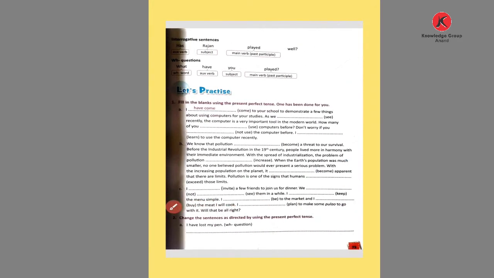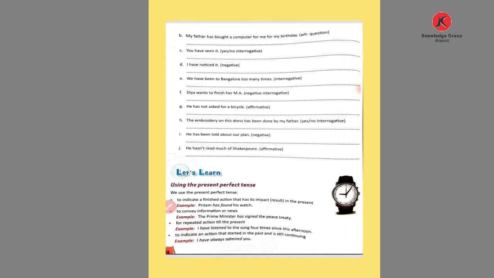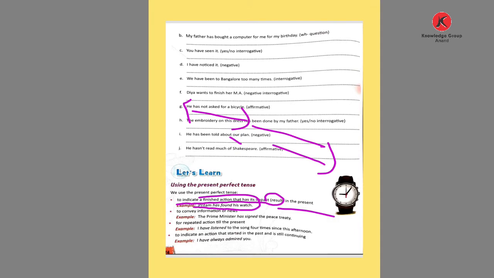Then where do we use the present perfect tense? We use the present perfect tense to indicate a finished action that has its impact, meaning a result, in the present. Given the example, Pritam has found his watch. The action was completed in the past, but he has a watch. So the impact is showing in the present.